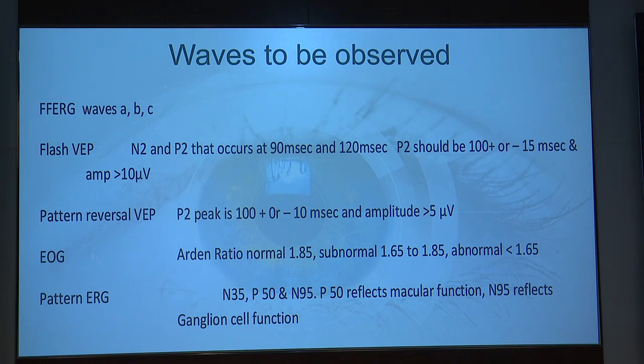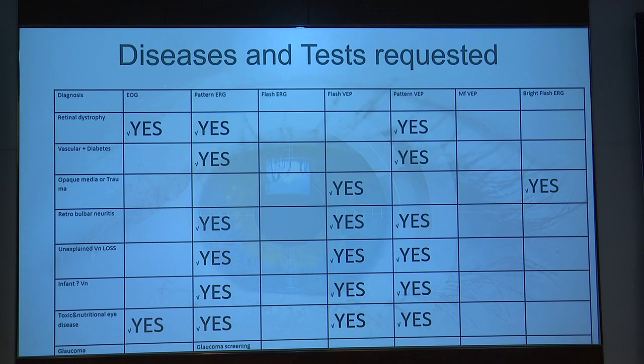What are the waves? In full field ERG, you have to observe waves A, B, and C. In flash VEP, you have to see N2, which is very important, and the implicit time should be approximately 100 milliseconds. In pattern reversal VEP, P2 is important. In EOG, the Arden ratio is very important. And in PERG, N50 and N95 are important. So if you suspect certain diseases, what all tests should be done is there in the handouts. That is very, very important.